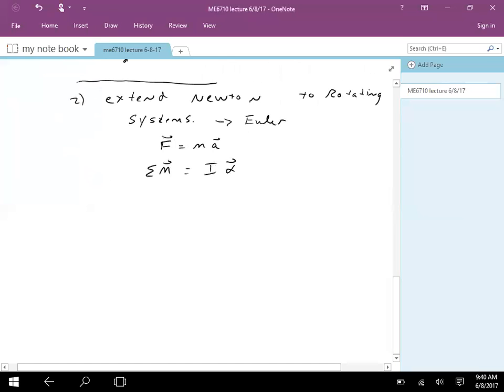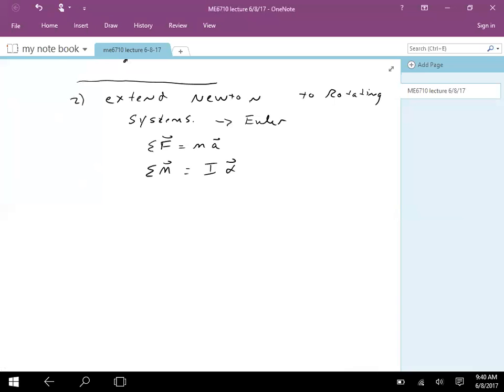Okay, everything looks nice and pretty, right? M for I, A for alpha, F for M. And M is the sum of moments, and this really should be the sum of forces. And we are going to break these down. I mean, we're going to break this stuff down. This is the overview, right?